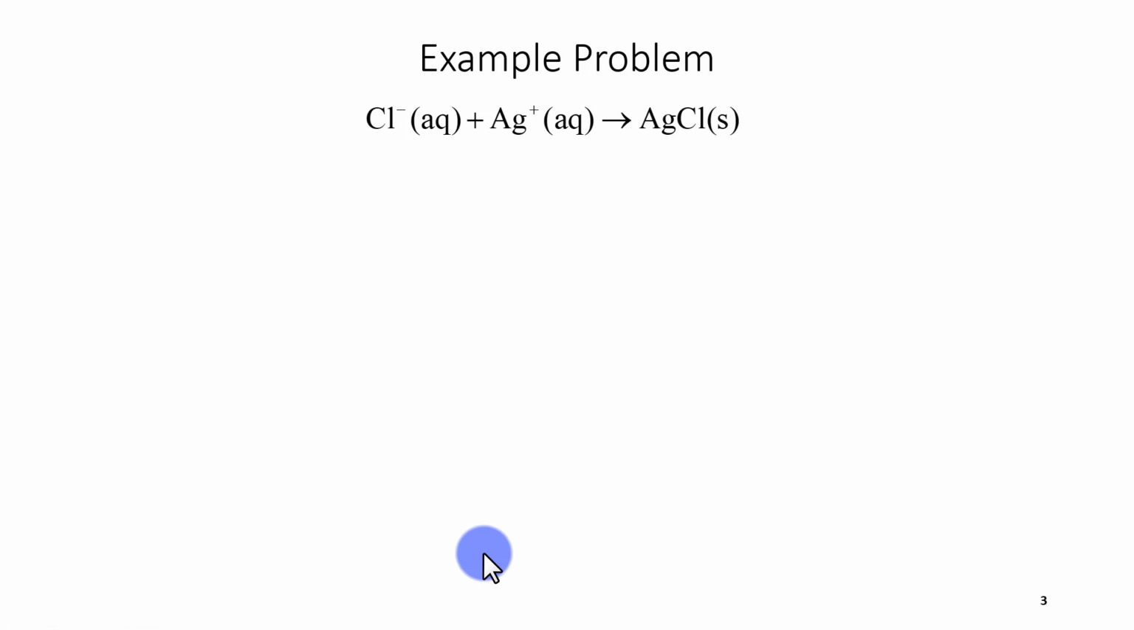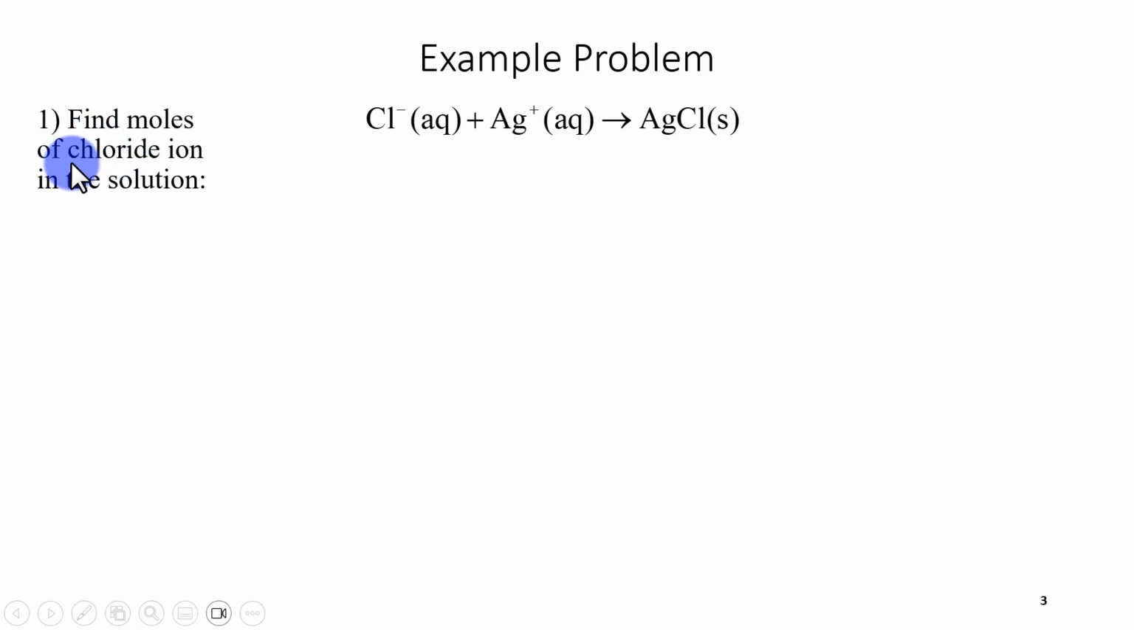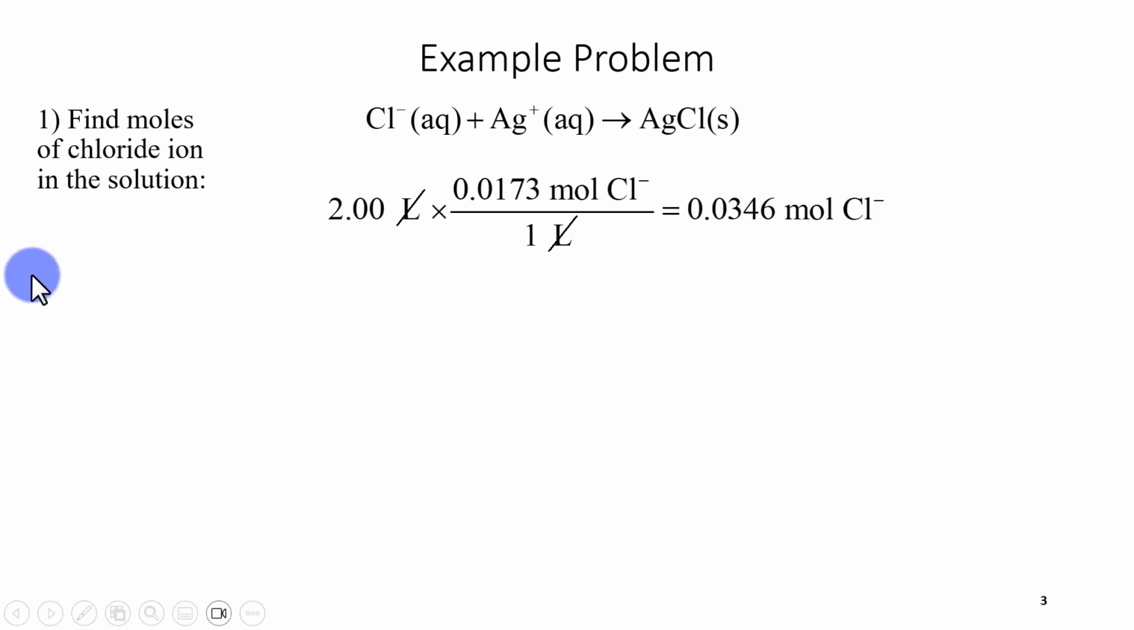Here's my reaction. And the first thing I need to do is find moles of the chloride ion in the water, basically. So I have the volume of 2 liters, and I'm told that the concentration of the chloride is 0.0173 molar, or 0.0173 moles per 1 liter. And since I have 2 liters of that solution, I will have twice as many moles, so 2 times 0.0173 moles of chloride, giving me 0.0346 moles of chloride ions.